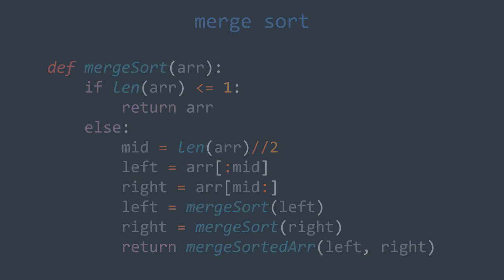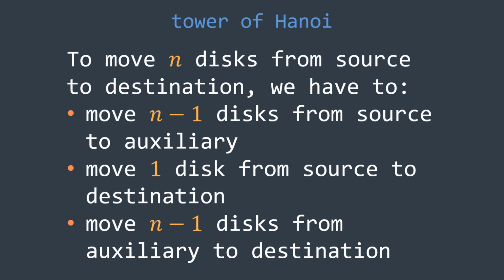Fourth example, Tower of Hanoi. We want to create a function that prints the necessary moves to do to win the Tower of Hanoi game with n disks. And if you remember, we said that we have 3 pegs, the source, the auxiliary, and the destination, and to win we have to take n-1 disks from source to auxiliary, then we take 1 disk from source to destination, then we take those n-1 disks from auxiliary to destination.